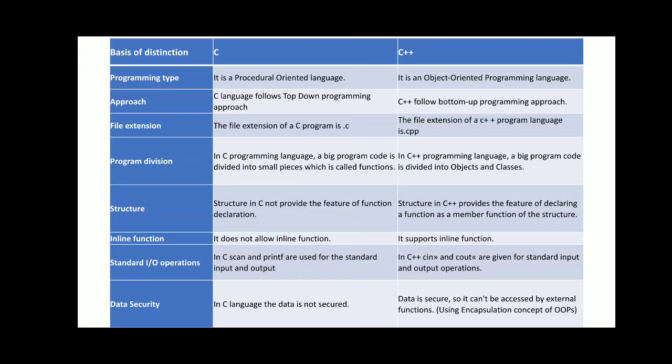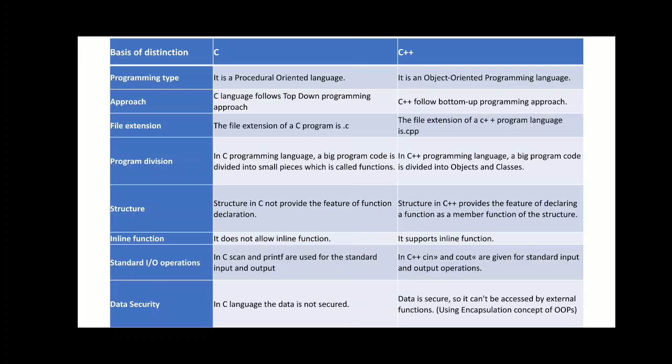Program division: in the C programming language, a big program code is divided into smaller pieces, which are called functions. Functions are subprograms which are meant to perform some specific or well-defined task. So in C we divide the big program into small modules, and these modules are called functions, whereas in C++ we divide the big program into objects and classes.